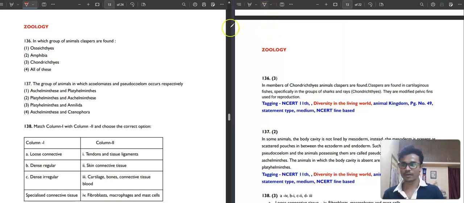So today we will discuss FLT3, the new pattern. According to the new NTA pattern, there are 180 questions. So first, starting with question number 136, Zoology.